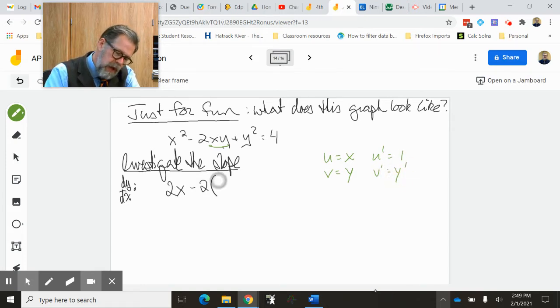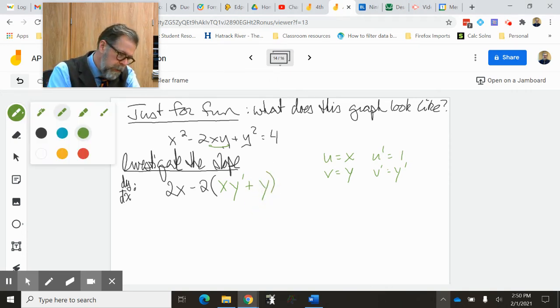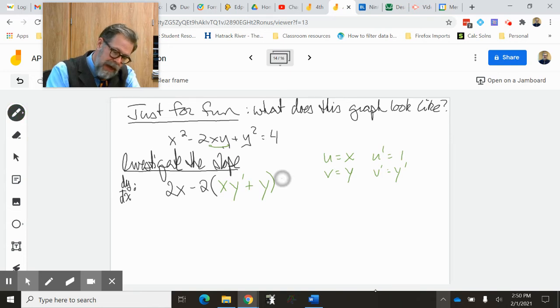And so this becomes x dy plus, or sorry, u dv plus v du. So x times the derivative of y plus y. And then we'll go back to black. We've got 2y times the derivative of y equals the derivative of 4, which is 0. I always do that.